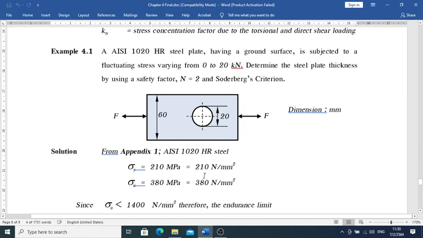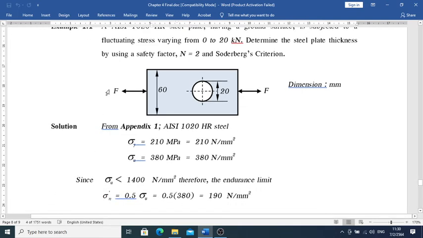First example, respectively. An AISI 1020 HR steel plate has a ground surface and is subject to a fluctuating load from 0 to 20 kilonewtons. Determine the steel plate thickness using safety factor n equal to 2. So have a look at it, okay? We have a plate there, so that's why we have an F there. For the external force, we have two arrows. It means the load changes with time. Be careful here, the F is not constant. The F here is going to change with time.